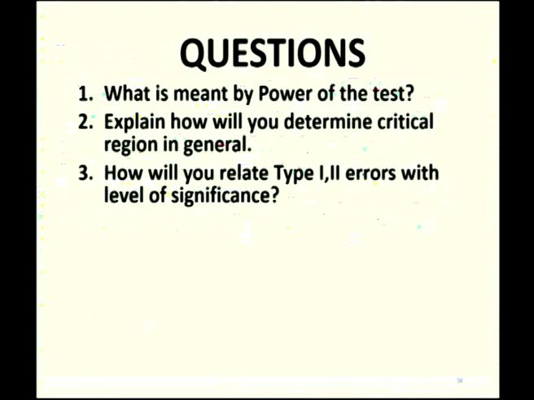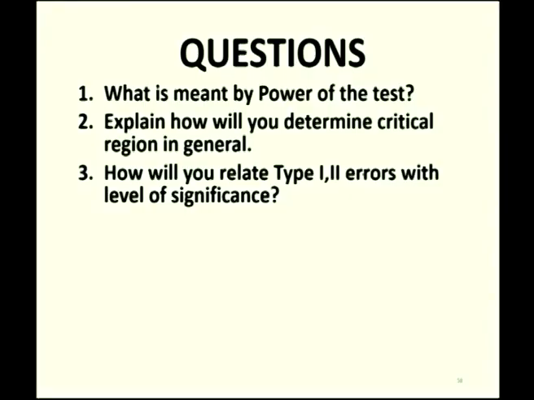Based on the discussion in this session, the following questions are posed. What is meant by power of the test? Explain how you will determine the critical region in general, whereas in particular for 5% level of significance and 1% level of significance we have seen in the previous session. So, how will you determine the critical region in general for alpha? How will you relate type 1 and type 2 errors with levels of significance?